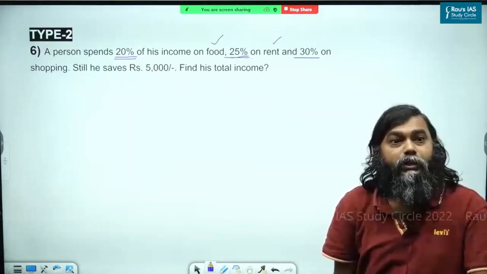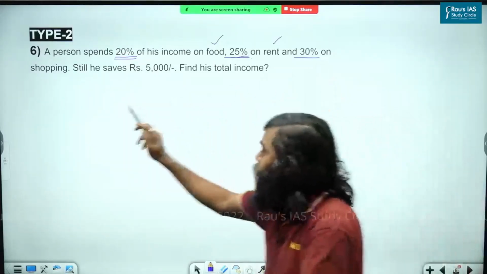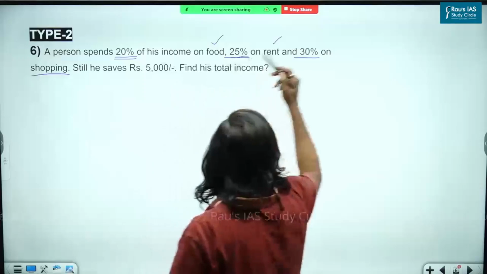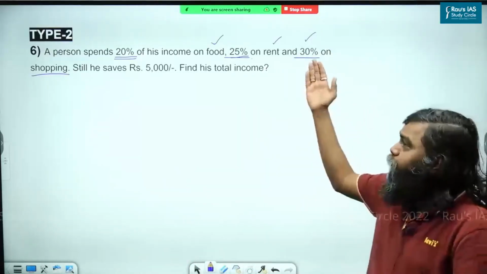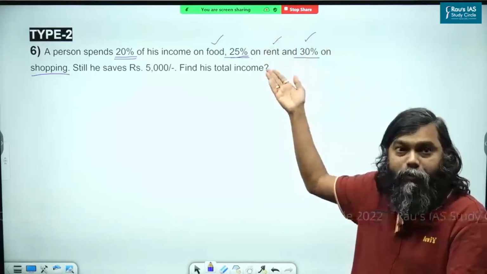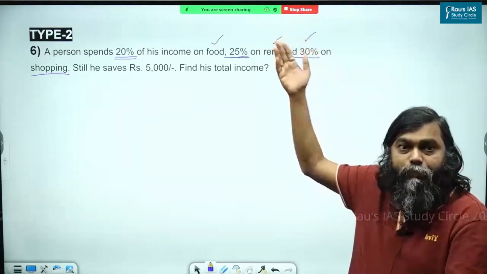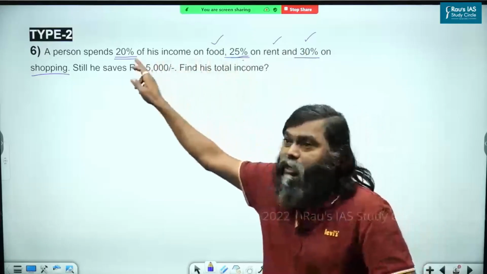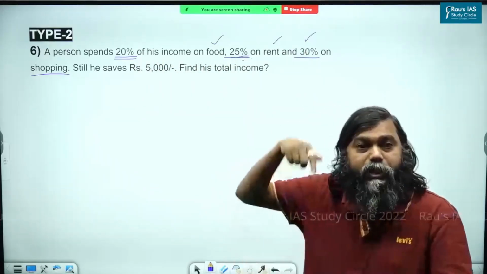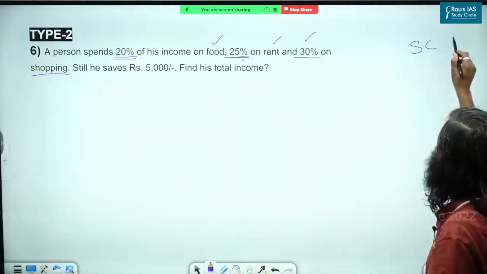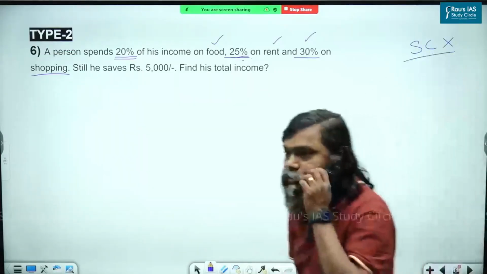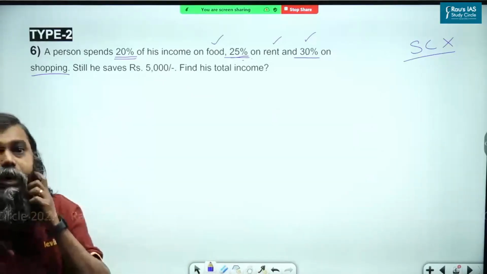Next, your expenditure is on shopping. How much are you spending? 30%. 30% of what? Original income or leftover income? Nothing is mentioned, so original income. These three percentages are calculated based upon the same total, the original income. So this question is not suitable for successive changes. Understood?